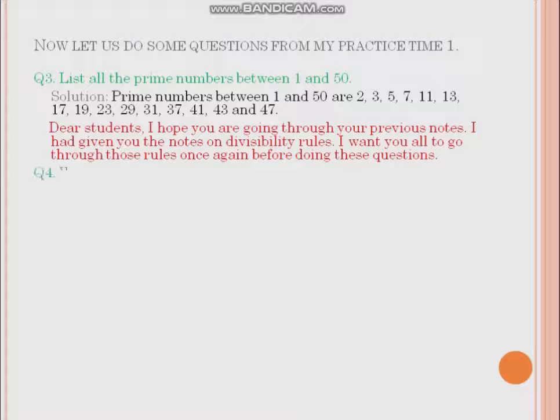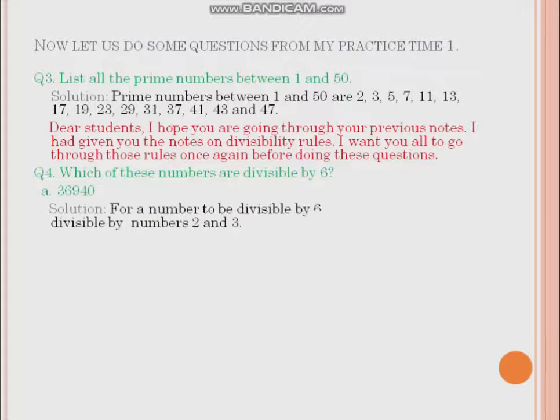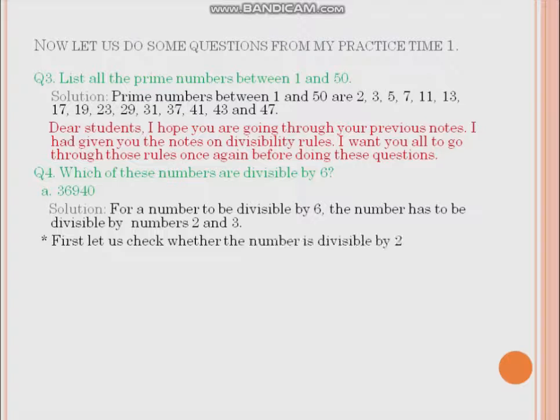So what we have here is, which of these numbers are divisible by 6? So you have to find out whether 36,940 is divisible by 6 or not. So let us do the solution. For a number to be divisible by 6, the number has to be divisible by 2 and 3. So first you have to check whether this given number is divisible by 2 and 3. So first let us check whether the number is divisible by 2.